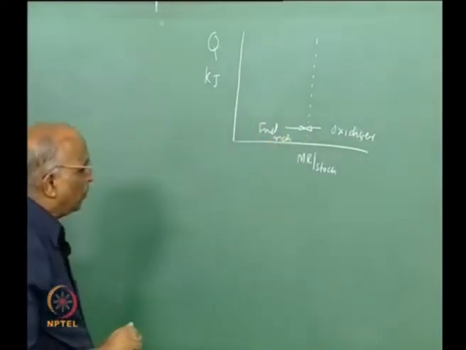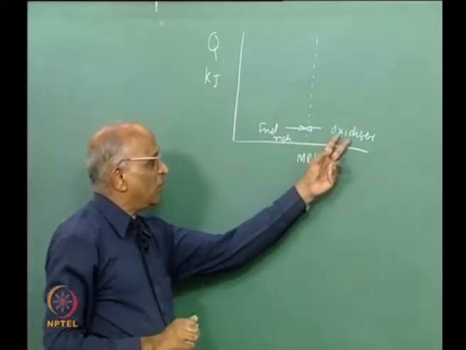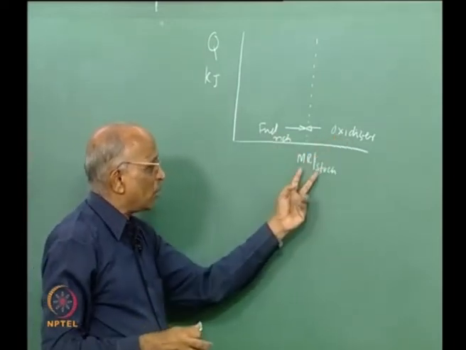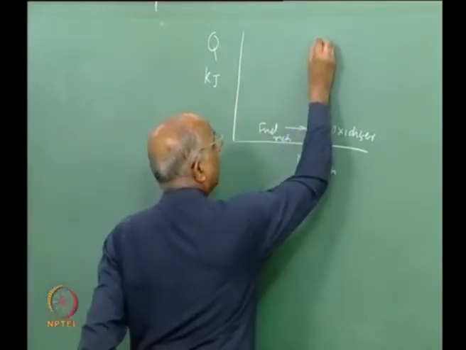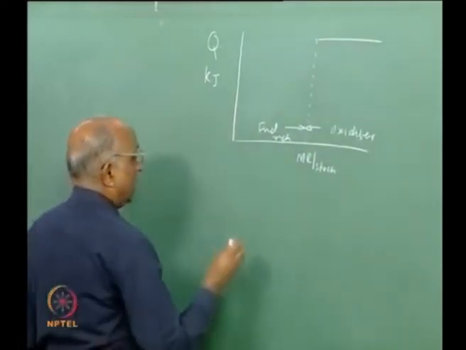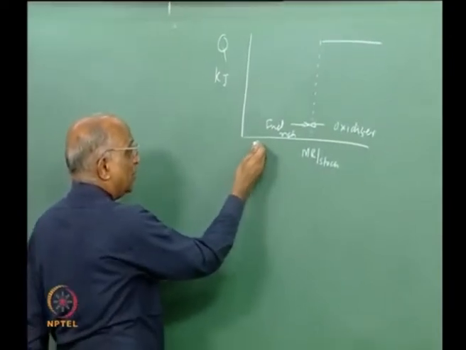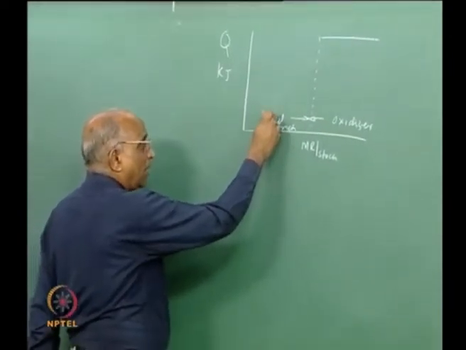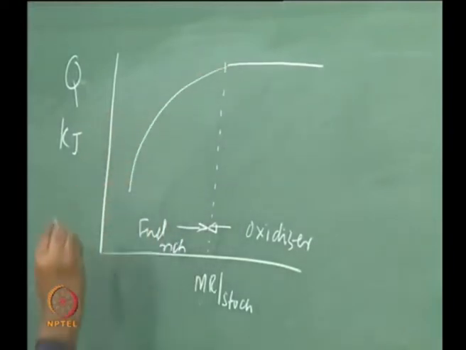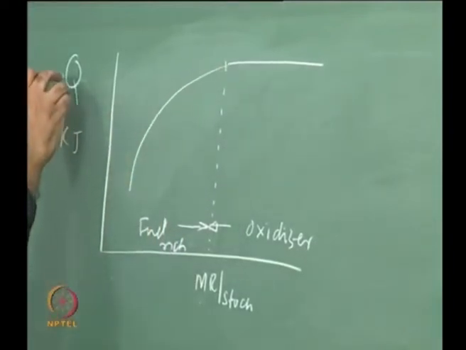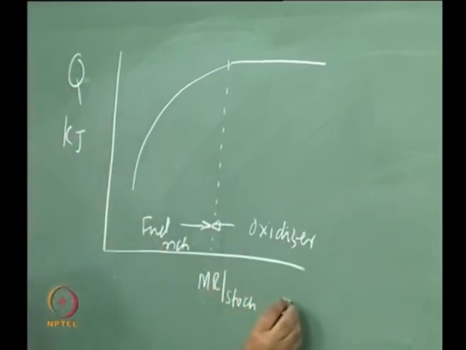What is it we found? When the oxygen content was more than what is required for stoichiometric, the heat content does not change. In fact, it remains the same. Whereas on the fuel rich side, since we are not able to burn all the carbon and hydrogen atoms, the heat release keeps coming down. Therefore, we had got a plot of Q versus mixture ratio.